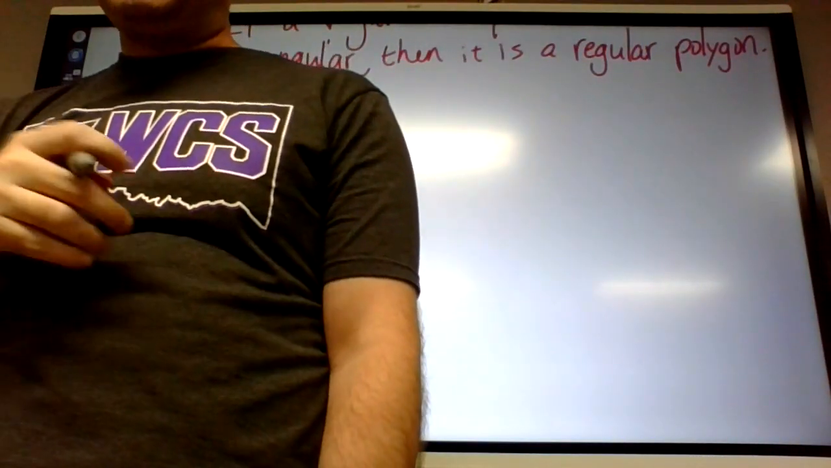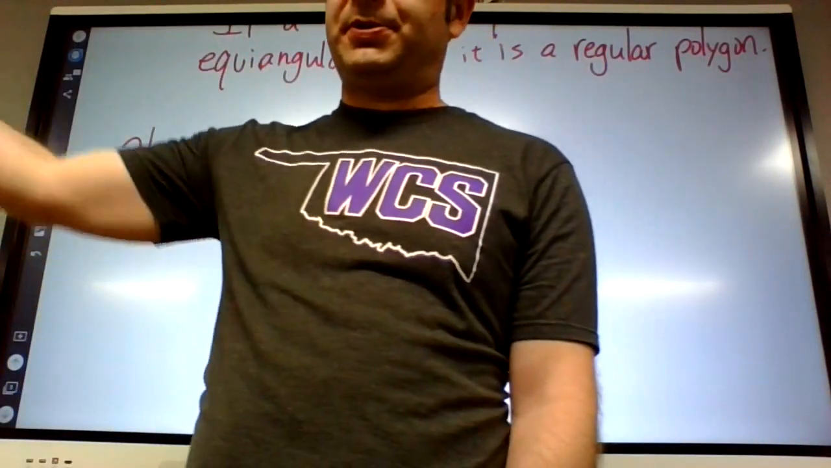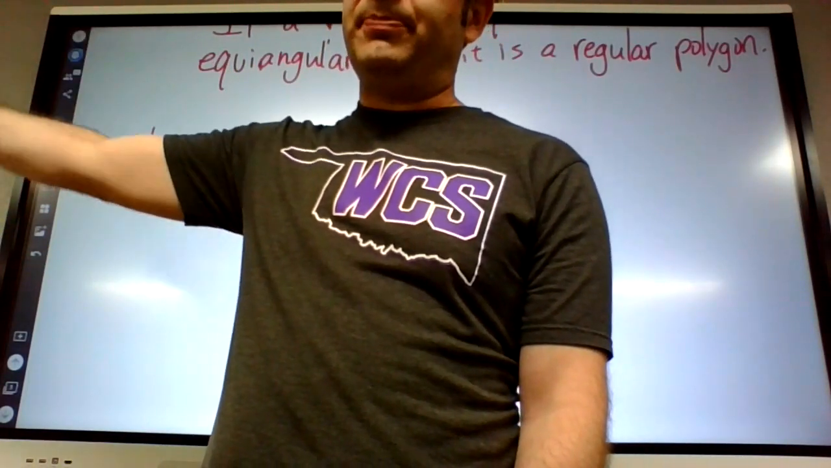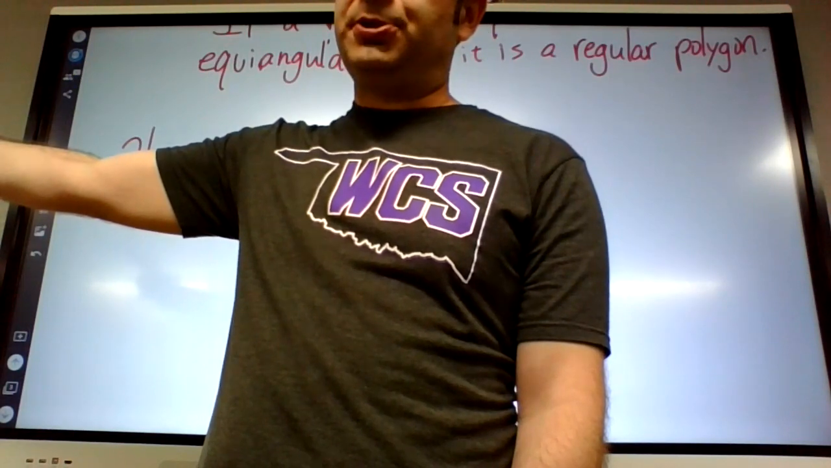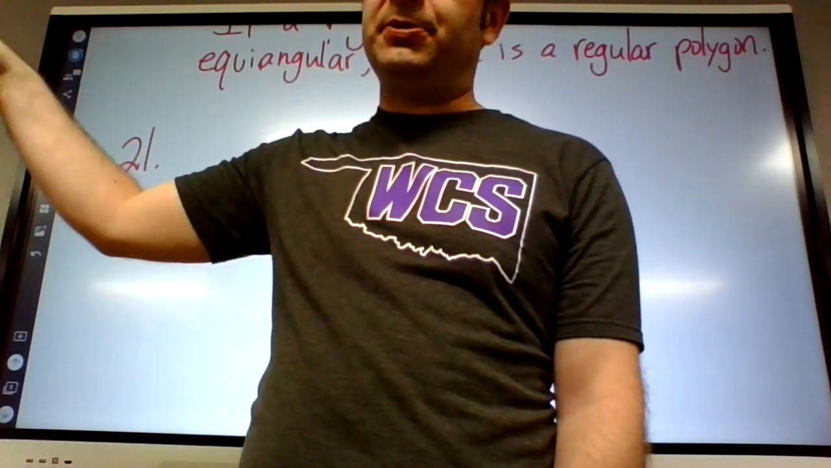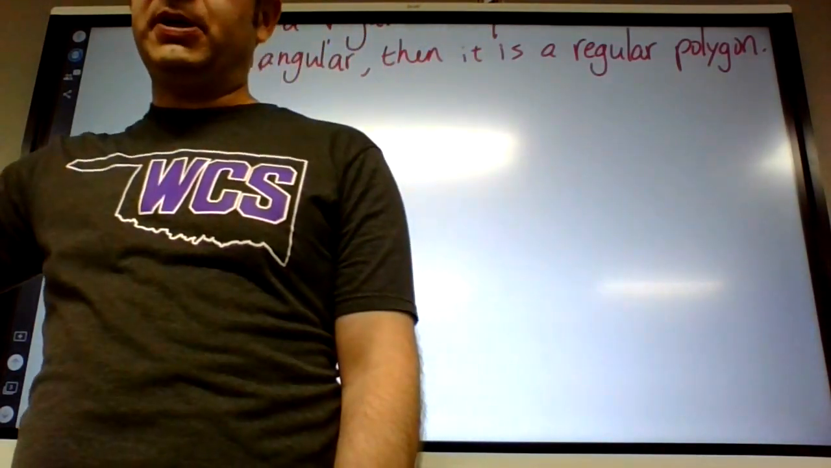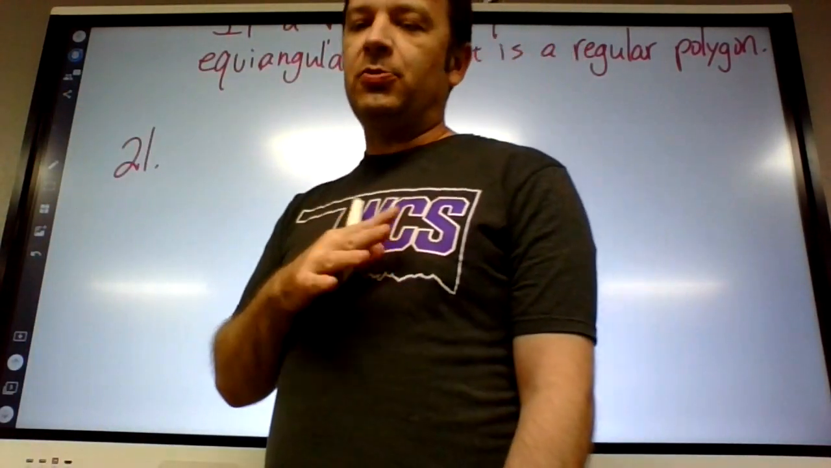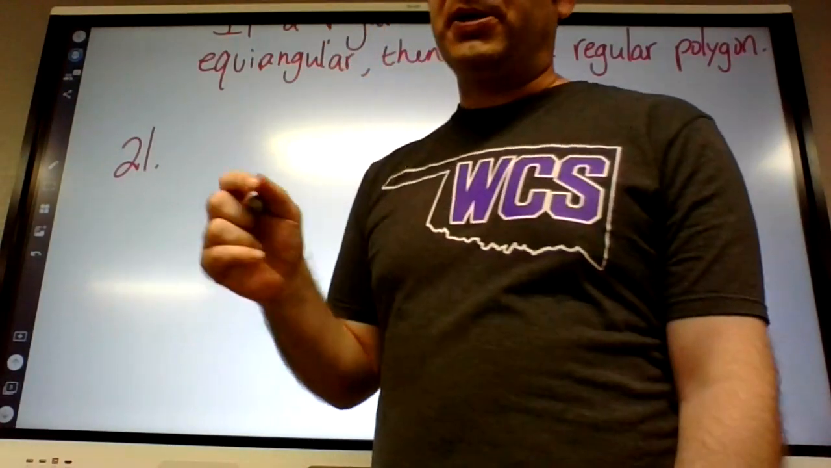Okay, so the directions say write the converse, step 1, of each conditional and the related biconditional. That's 2. Then state whether the original, the converse, and the biconditional are true or false. So we got 3 true, false. So what is the converse?